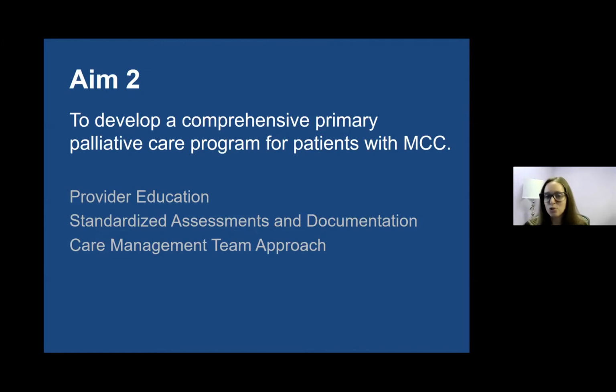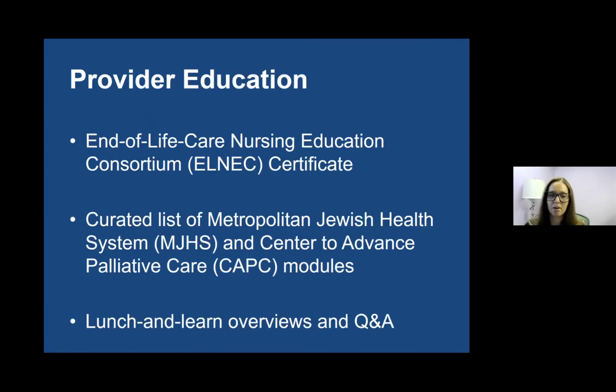So moving on, aim 2 of our study is actually developing that comprehensive primary palliative care program for our patients with multiple chronic conditions. And we're developing this program in 3 distinct buckets. So the first bucket is provider education. The second bucket is standardizing the assessments and documentation for patients with multiple chronic conditions. And the third is sort of changing up the workflow so that there's a team-based approach to care management for these patients.